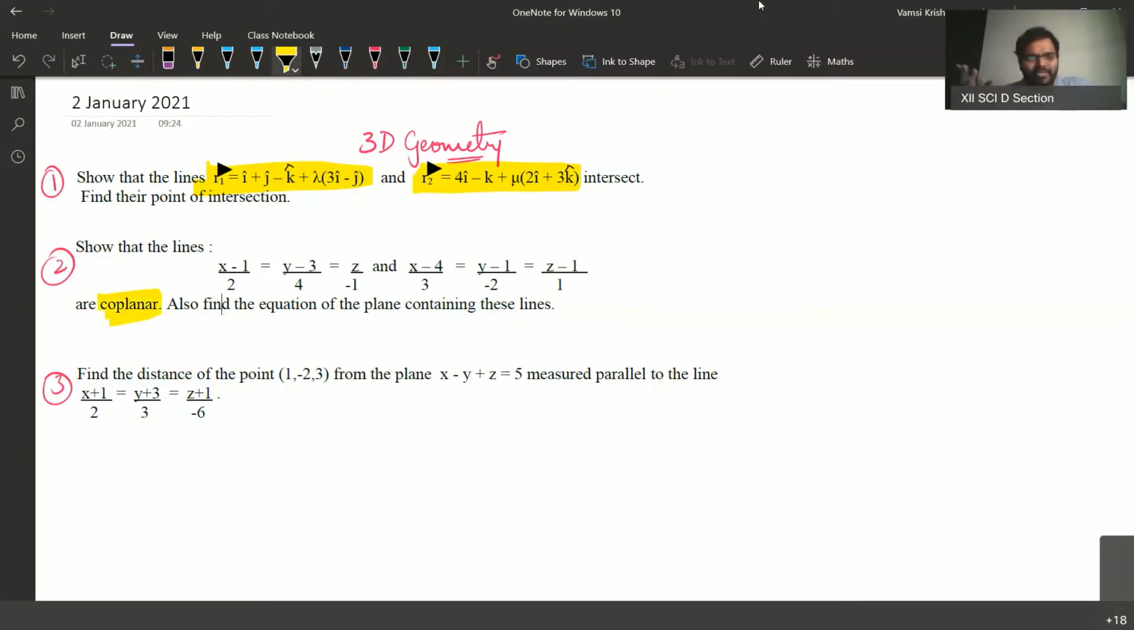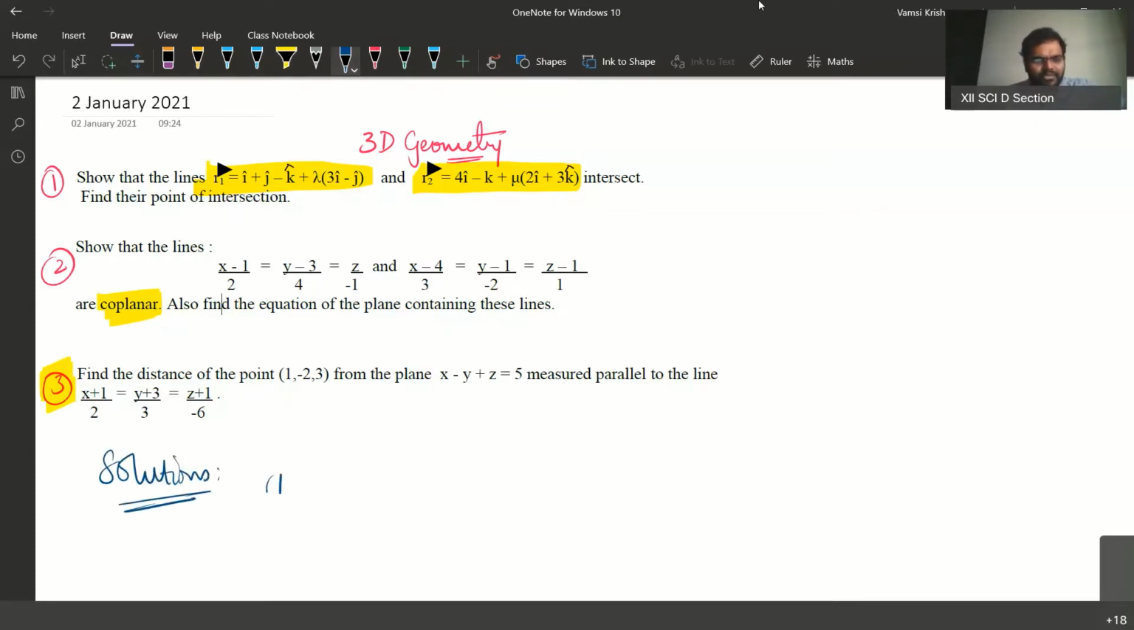There is one coplanarity condition which we have studied. If you forget that coplanarity condition, what do you do? So we'll also look into that. And find the distance of the point 1, minus 2, 3 from the plane, measured parallel to the line. So this is not a regular distance. It's a different kind of distance. I think we have done a question of this type, but in any case, let's see. Let's go ahead and solve these three questions.